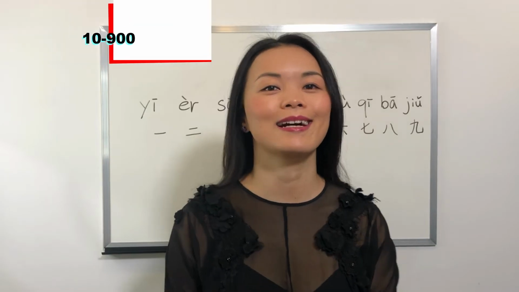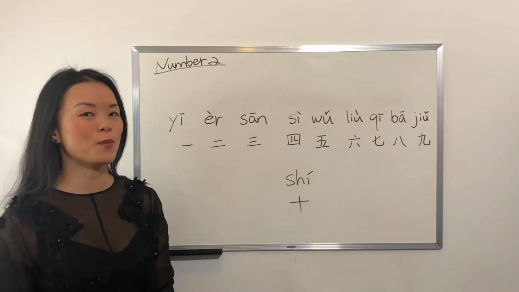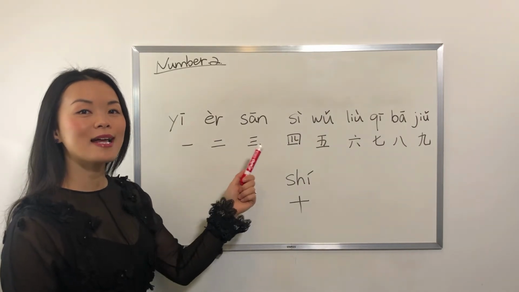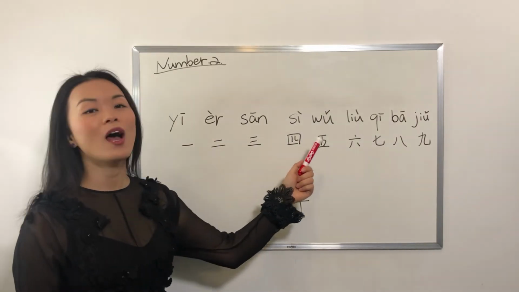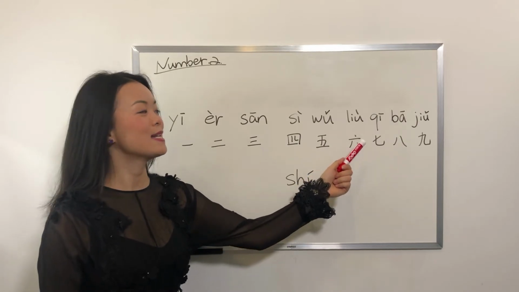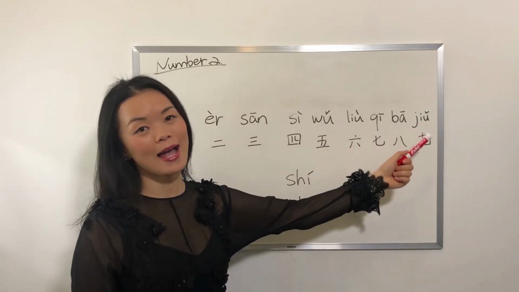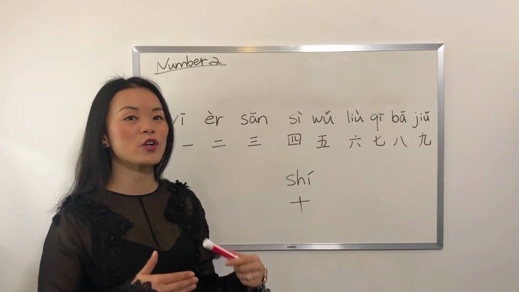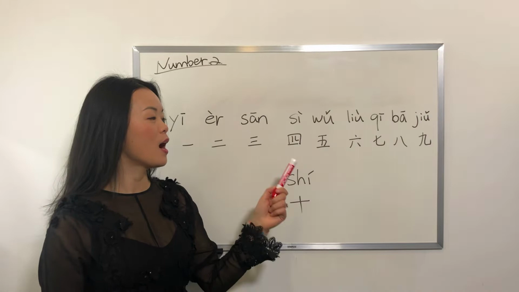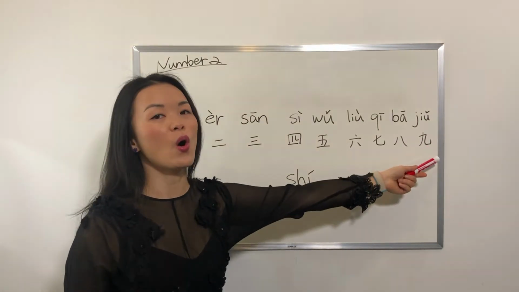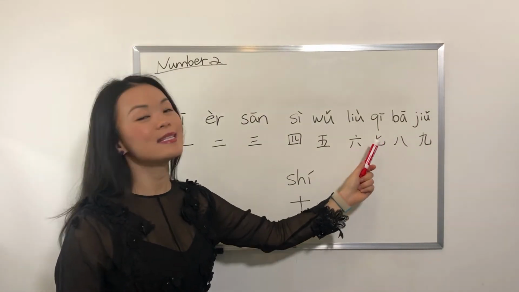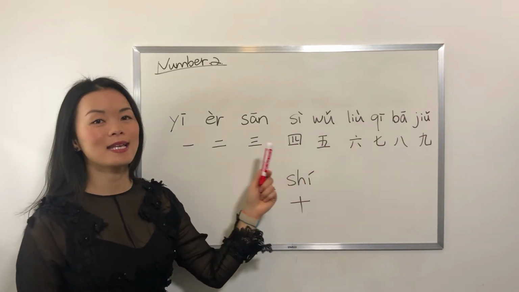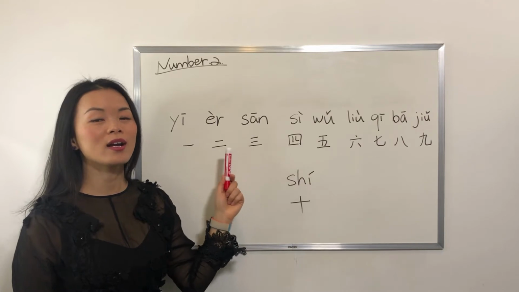Let's get started. So let's review from 1 to 10 one more time, okay? 1, 2, 3, 4, 5, 6, 7, 8, 9, 10. And let's read in reverse one more time. 10, 9, 8, 7, 6, 5, 4, 3, 2, 1.